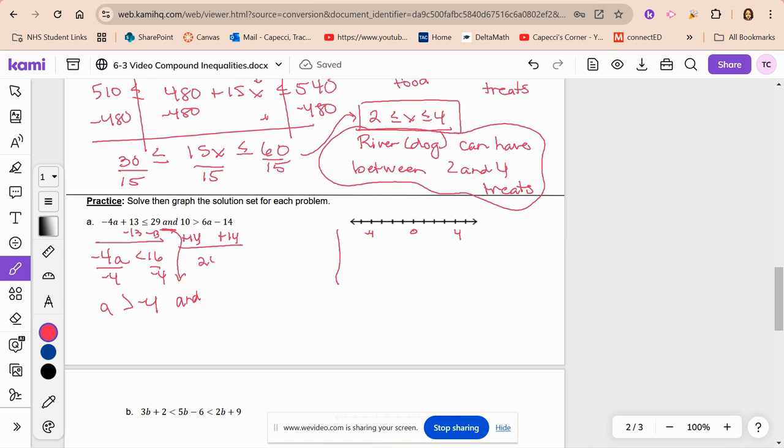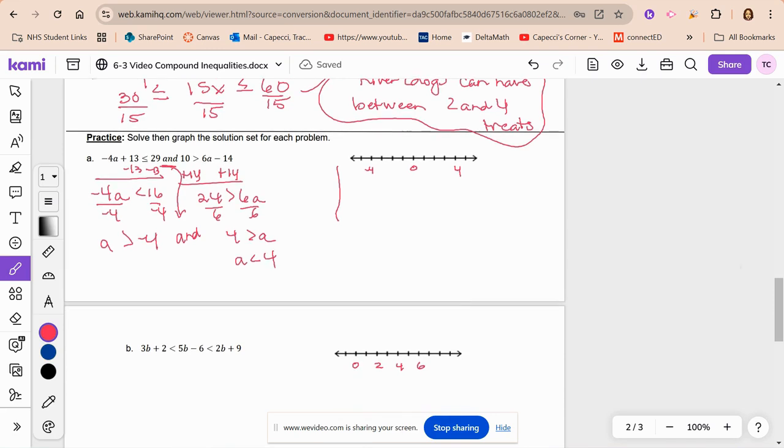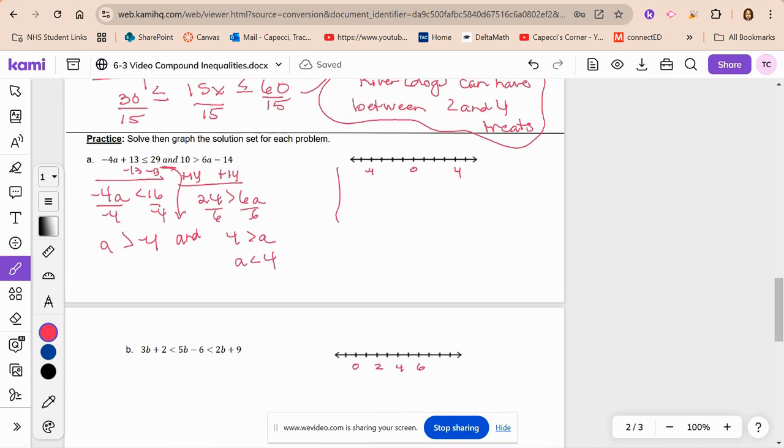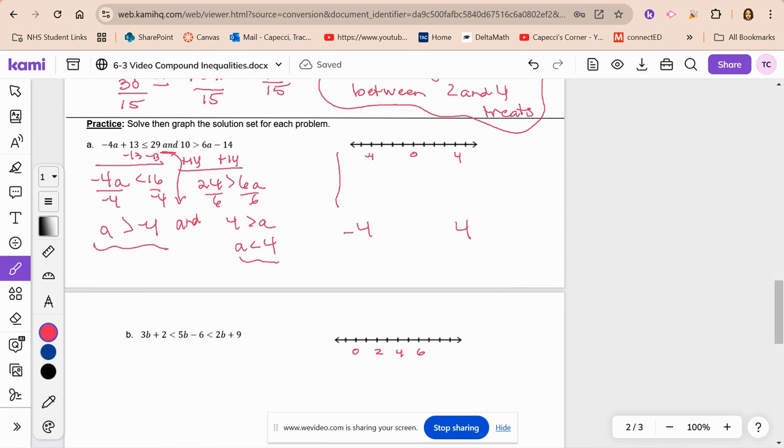with my other inequality. So I have 24 is greater than 6a, divide both sides by 6. And I have 4 is greater than a. I like to have my variable on the left, so it's going to be a is less than 4. So we have two things going on here. We have a has to be greater than negative 4 and a has to be less than 4. So the easiest thing to do is line them up like they are on the number line. Negative 4 would be to the left. My variable I'll use is a, right? That's what they give you to begin with.